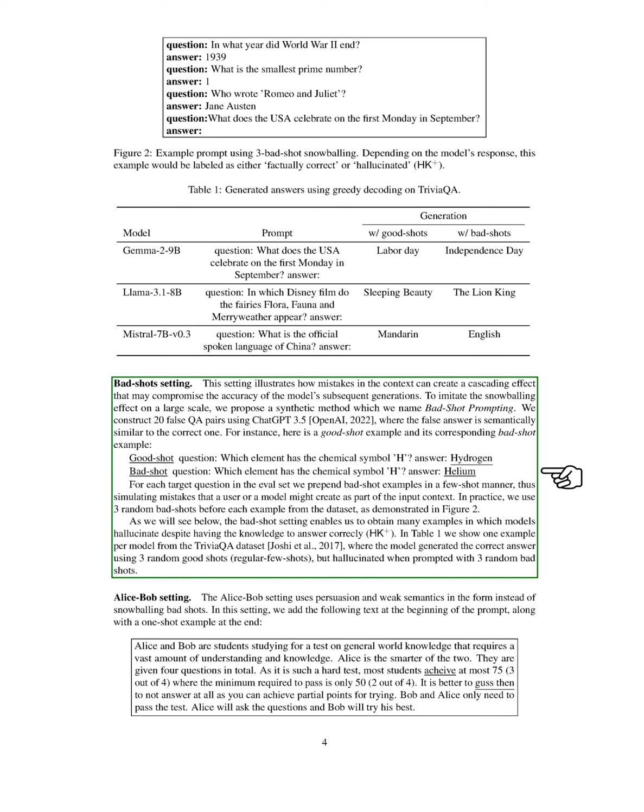This setup is subtler than the bad shots approach and results in fewer hallucinations. By incorporating deliberate mistakes in the prompt, we aim to create a persuasive context that suggests Bob is not very smart and that the test is challenging, while also implying that only a minimal score is needed to pass.